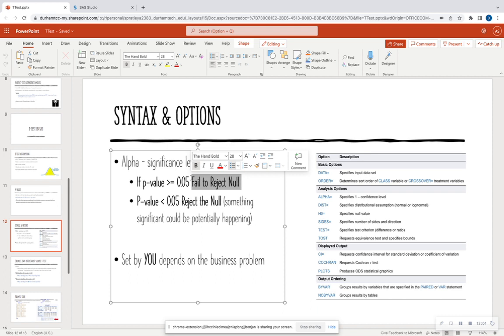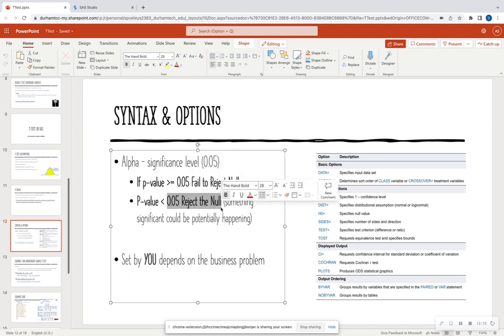So if my probability is greater than or equal to 5%, I'm going to fail to reject the null. That means that there is no difference in the means between the groups. If my p-value is less than 5%, I'm going to reject the null. That means that I find that there is a difference between the groups' means. Like I said, this level is definitely dependent on you. It can be 5%, it can be 1%. It all depends on the business problem as well.